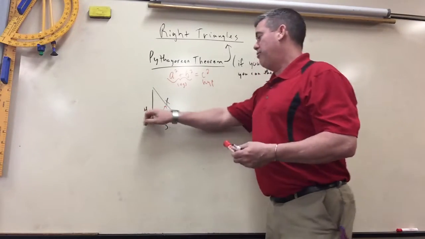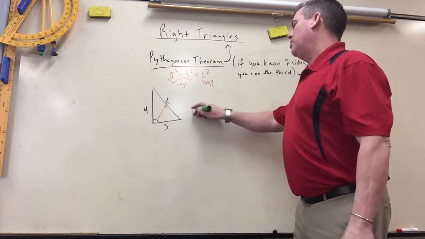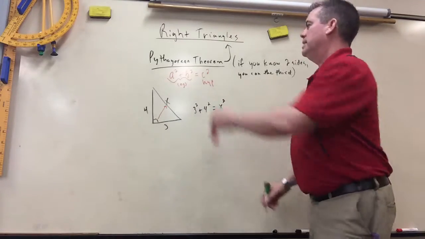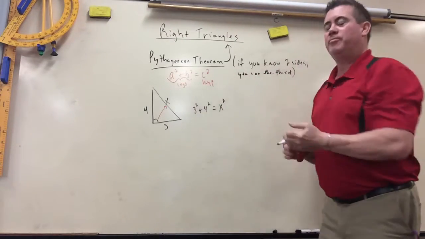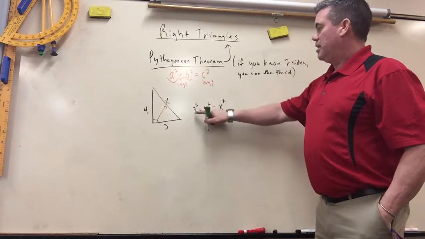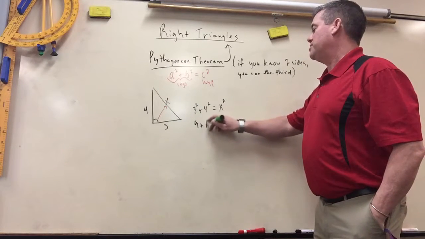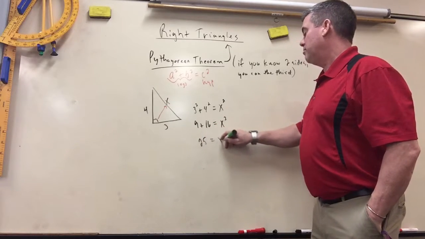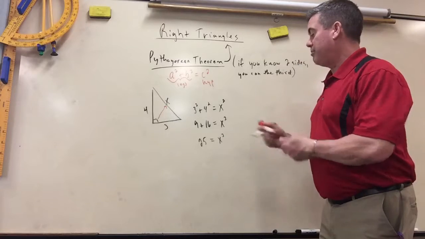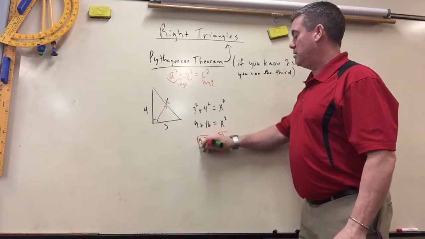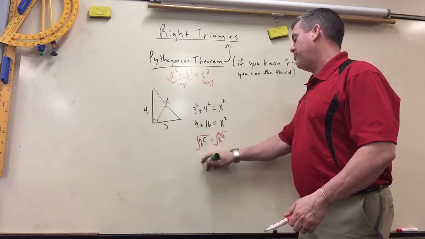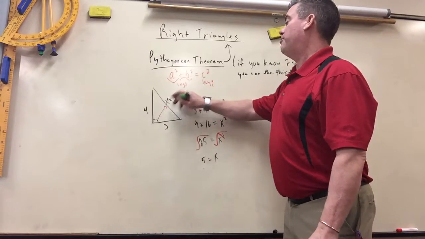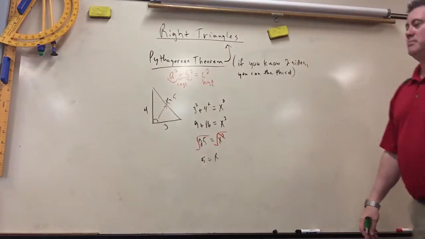So, in this one, 4 and 3 are the A and B, so if you figured it out, it'd be 3 squared plus 4 squared equals x squared. A squared plus B squared equals C squared. So when you solve it, 3 squared is 9, 4 squared is 16, 9 plus 16 is 25. So then you would have to figure out x by square rooting. To get rid of a square, you square root, and you get 5. Okay? 3, 4, 5 is a very common right triangle.